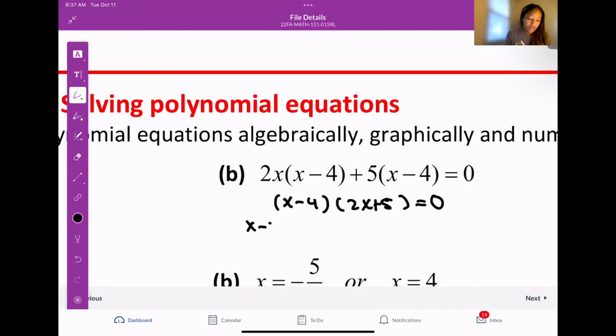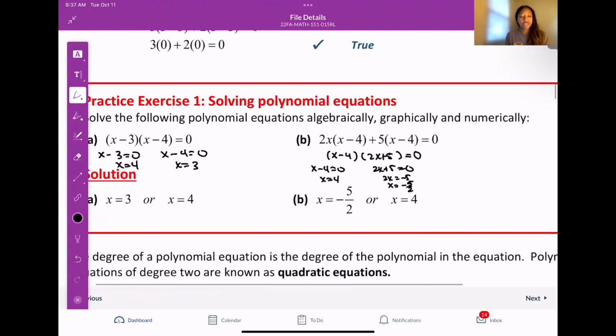Then if we set each factor to 0, we get x equals 4. And this one we have two steps. 2x equals negative 5 and x equals negative 5 over 2. So yes, those are our solutions.